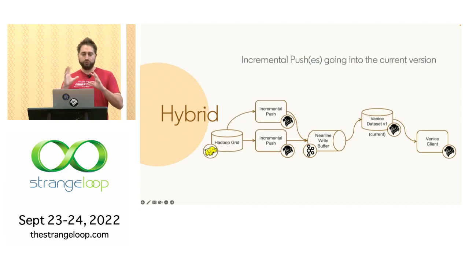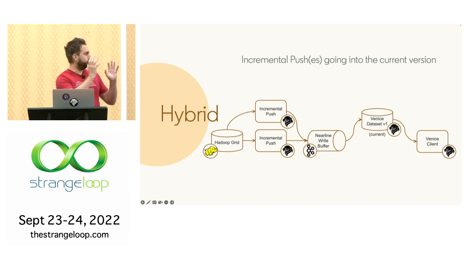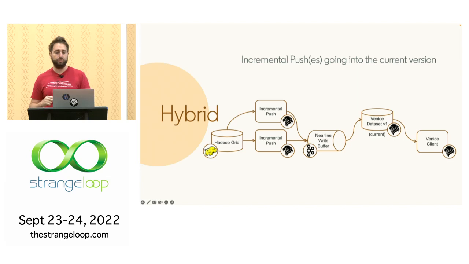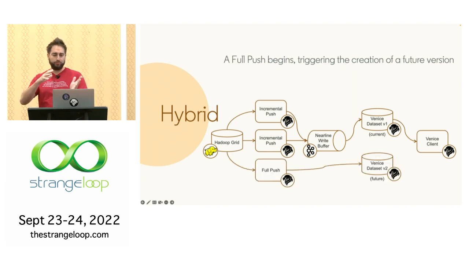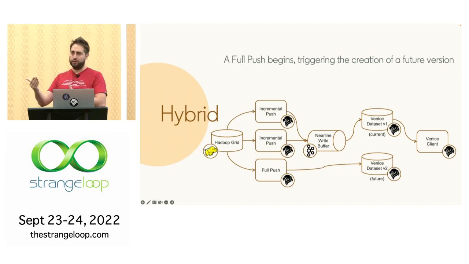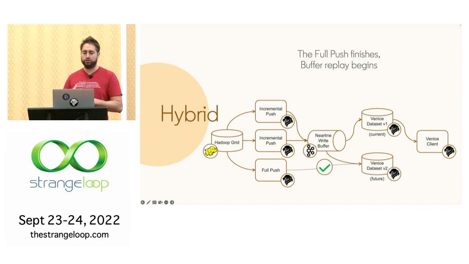So hybrid workloads allow you to seamlessly combine batch and incremental writes into a data set. So I'm going to go through a quick scenario to show how it works, right? The beginning of the scenario is you've got the client reading V1 of the data set, which is the current version, and you've got a bunch of incremental pushes that are concurrently writing into that, right? Then a full push comes along, which, like before, dynamically creates a new version of the data set and loads that in the background without affecting online traffic. But then there's an extra phase to the orchestration.